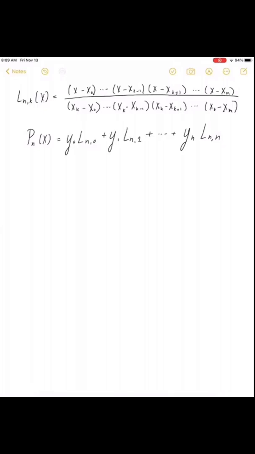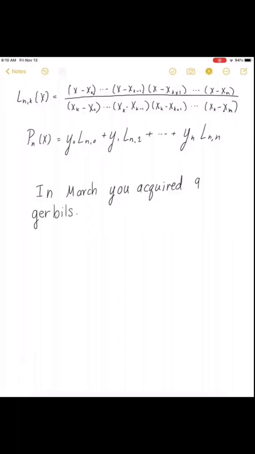We have been doing Lagrange interpolating polynomials, and we're going to do one more example today. Let's say in March, you acquired 9 gerbils. And gerbils reproduce rather fast. So in April, you had 16 of them.